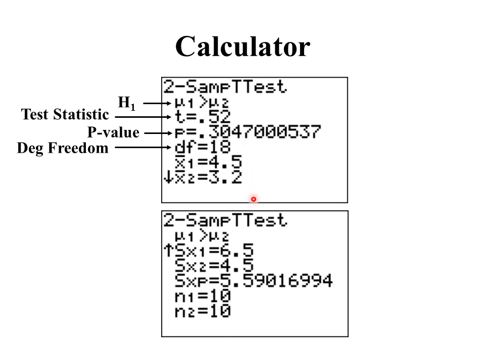Next, it outputs all the information that we entered, x1, x2, our sample standard deviations here, our sample sizes down here. And then right here is that pooled standard deviation of 5.59. So that's all there is to doing the 2-sample t-test on the calculator. Again, the most important value here is the p-value. Once we have that p-value, we can come to our technical conclusion and go from there.